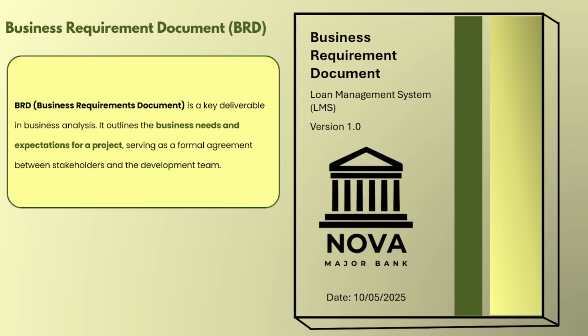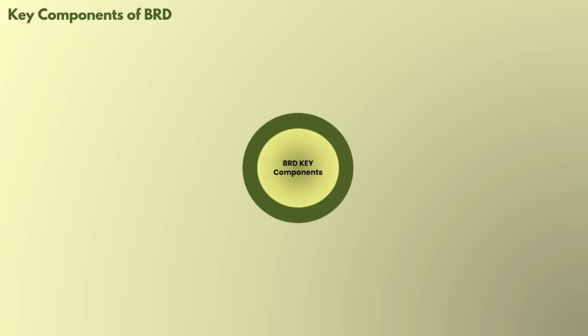Also, you can look at it as a formal handshake between the business side and the development team. Once it's reviewed and signed off, it becomes the reference point for the whole project. So, in short, the BRD tells us what needs to be done and why, but not how it will be done. That comes later in the functional requirement document. Now, let's go deeper into the BRD and see the key components of the business requirement document.